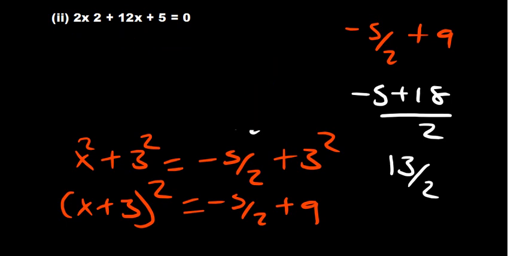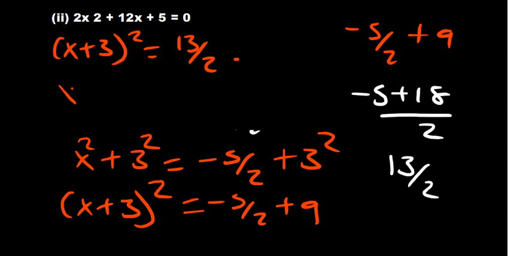So we are saying we have (x + 3)² = 13/2. To find the value of x, what do we do? So we have x + 3 is equal to plus or minus the root of what? 13/2. Okay.